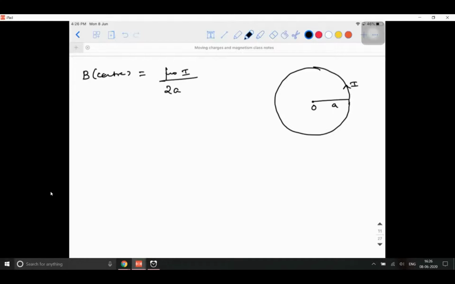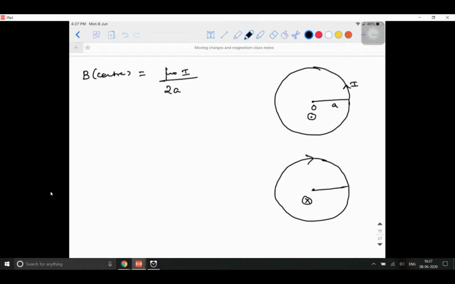In this case, it's positive k cap. Very good. It means it is towards us. So if I need to put a direction, I'll put a dot and a circle around it. If suppose the current is flowing in the clockwise direction, then what would have been the direction of magnetic field at the center? Minus k. Very good. It is going to be minus k cap.